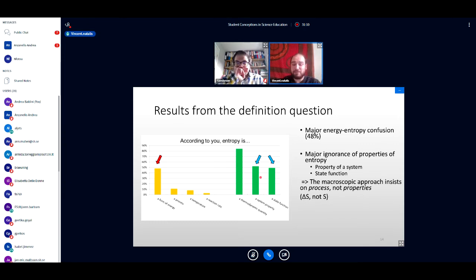We have analyzed textbooks and courses to try to understand this, and I suspect that this lack of knowledge is rooted in the fact that the macroscopic approach favors the process over the property. Teachers will talk about entropy variation in time and with a reaction, not entropy as such, which suggests that entropy is something that is attributable to an evolution, not a property.